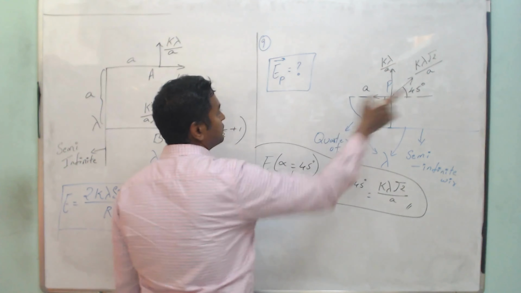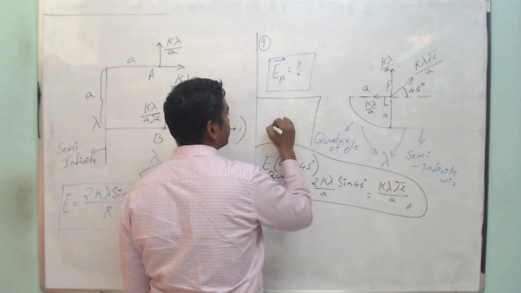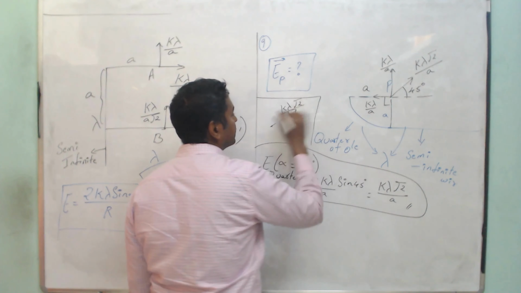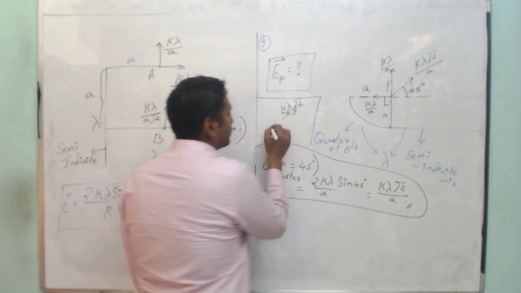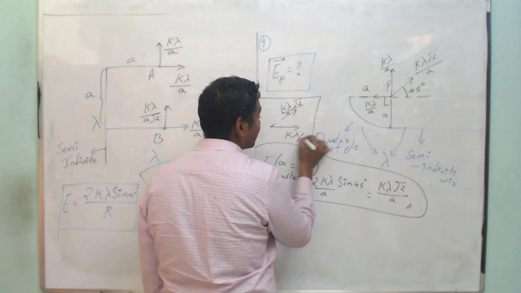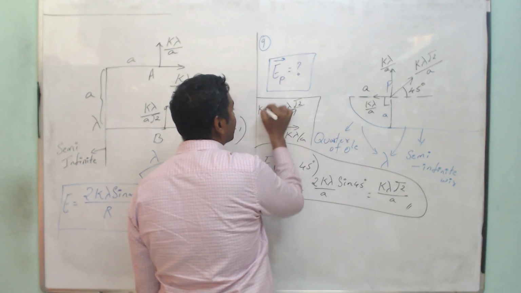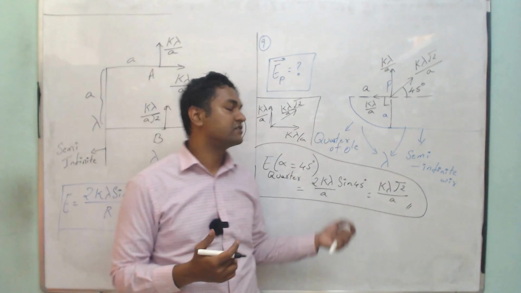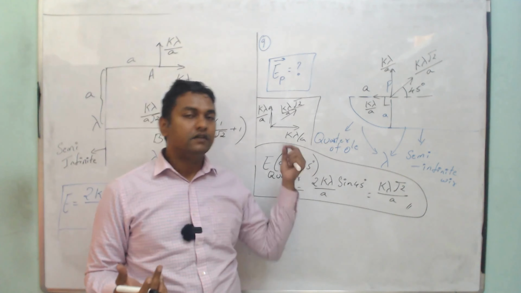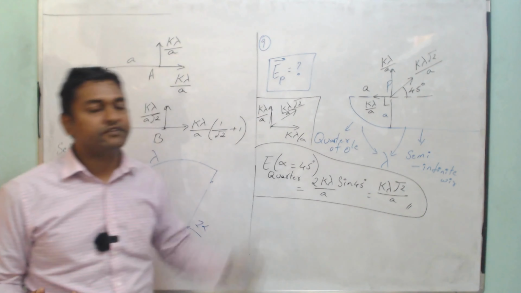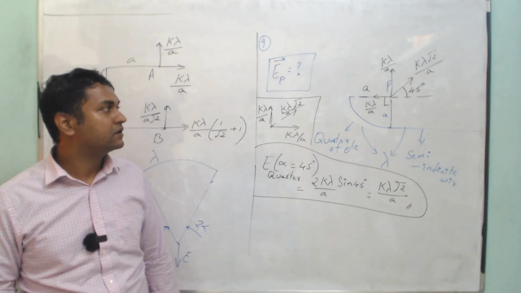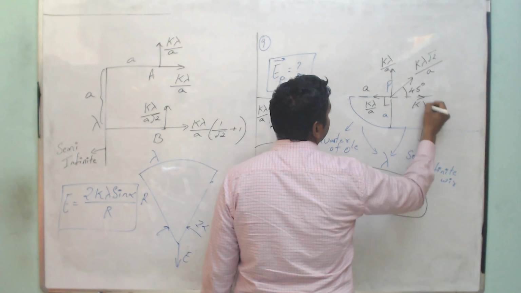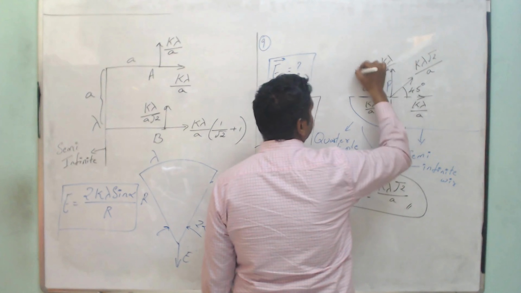So components of that vector, I will just draw it over here. If I have k lambda root 2 upon a in that direction, both components will be k lambda by a, k lambda by a and k lambda by a. Because if I have two vectors of magnitude L at right angles to each other, the resultant will be L root 2. So automatically I can say that this component will be k lambda by a and this also will be k lambda by a.